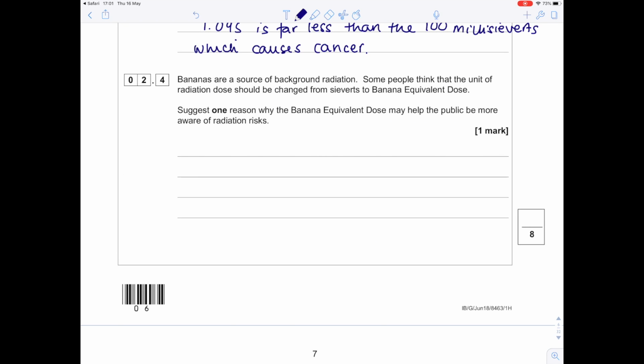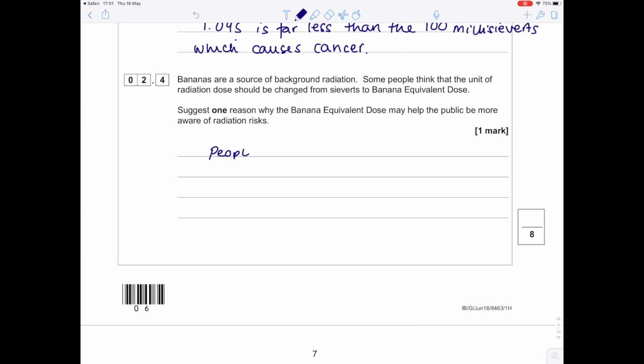Bananas are a source of background radiation. Some people think that the unit of radiation dose should be changed from sieverts to banana equivalent dose. Suggest one reason why the banana equivalent dose may help the public be more aware of radiation risks. And any sensible answer here, but basically the fact that they're able to compare radiation risk with something every day, such as a banana, means that they'd be more likely to be aware.